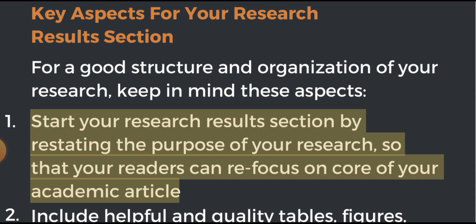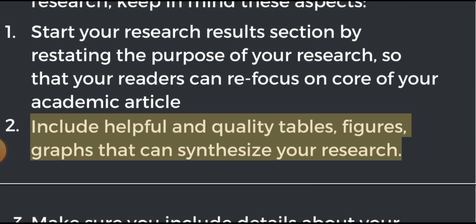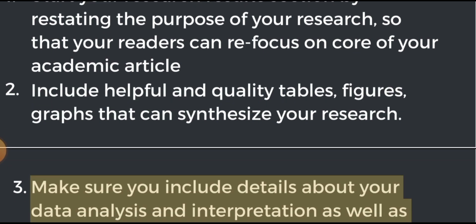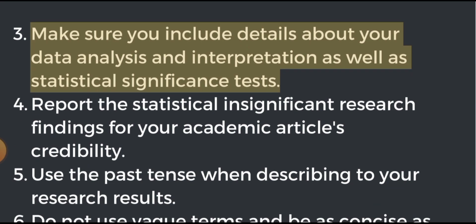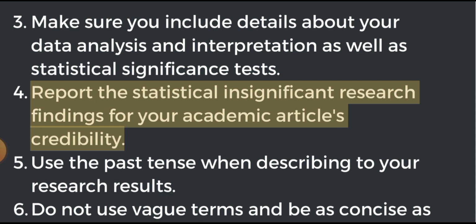1. Start your research results section by restating the purpose of your research, so that your readers can refocus on the core of your academic article. 2. Include helpful and quality tables, figures, graphs that can synthesize your research. Make sure you include details about your data analysis and interpretation as well as statistical significance tests. Report the statistically insignificant research findings for your academic article's credibility.